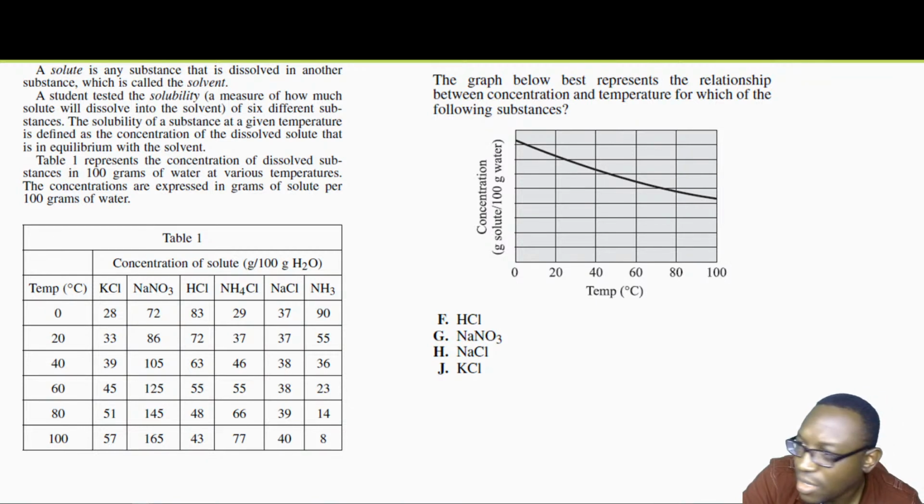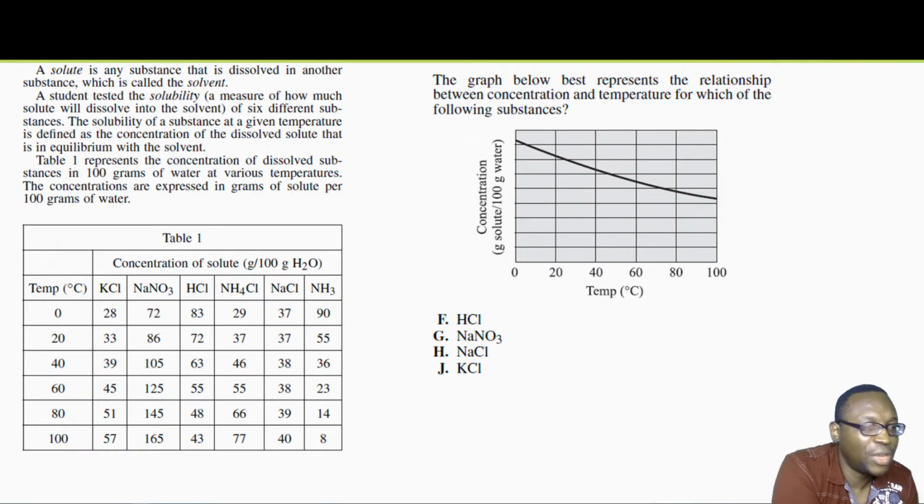Okay, so let's take a look. Let's look at the graph and look at the options. The good thing with this test is that they give you some ideas of what possible options to explore. So if you look at F right here, let's start with F, HCl. So let's look at HCl. What happens at HCl? At 0 is about 83.